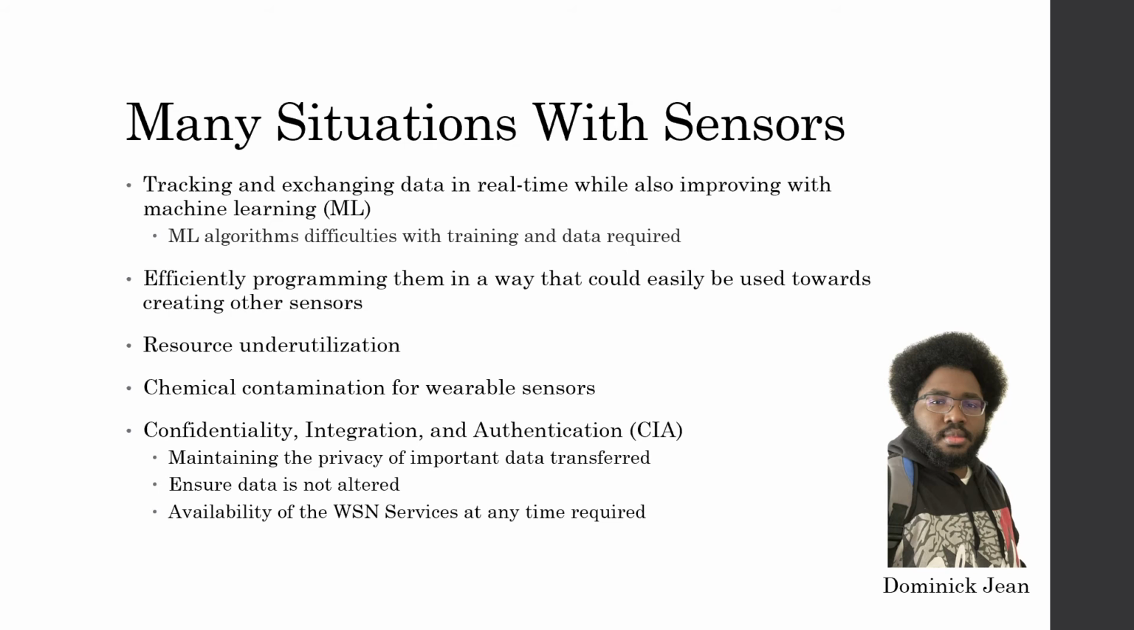The sensors will first need to be already trained and have the proper data required. This involves a lot of research and deep knowledge in machine learning algorithms, which leads towards sensors being efficiently programmed in a way that could easily be used towards creating other sensors, allowing sensors to be mass-produced and altered if needed by other manufacturers for different uses.